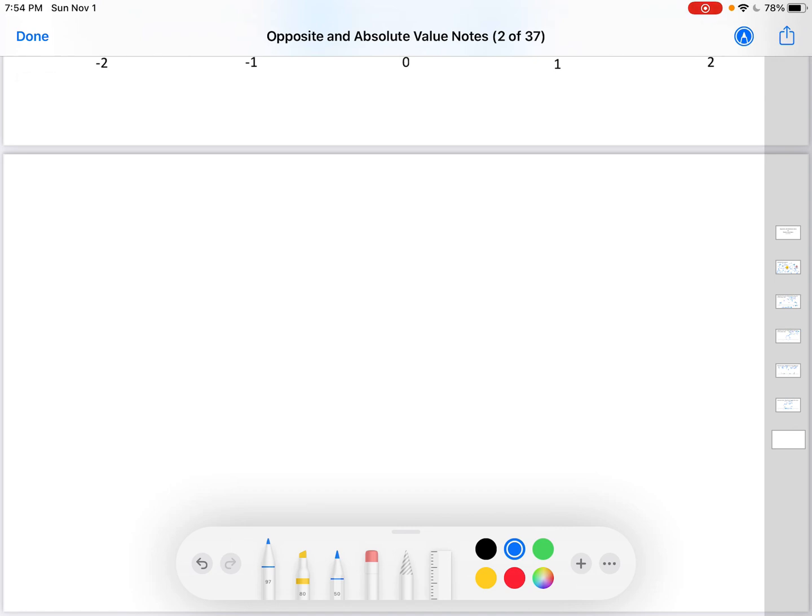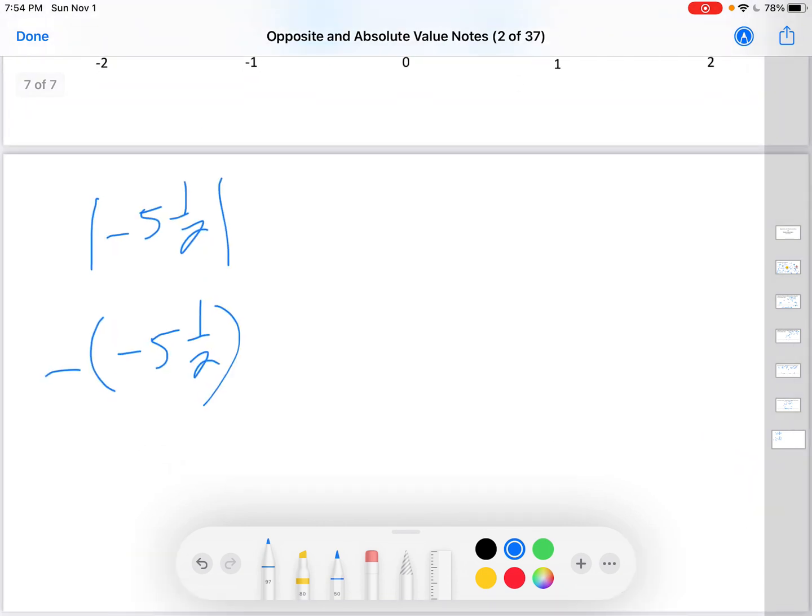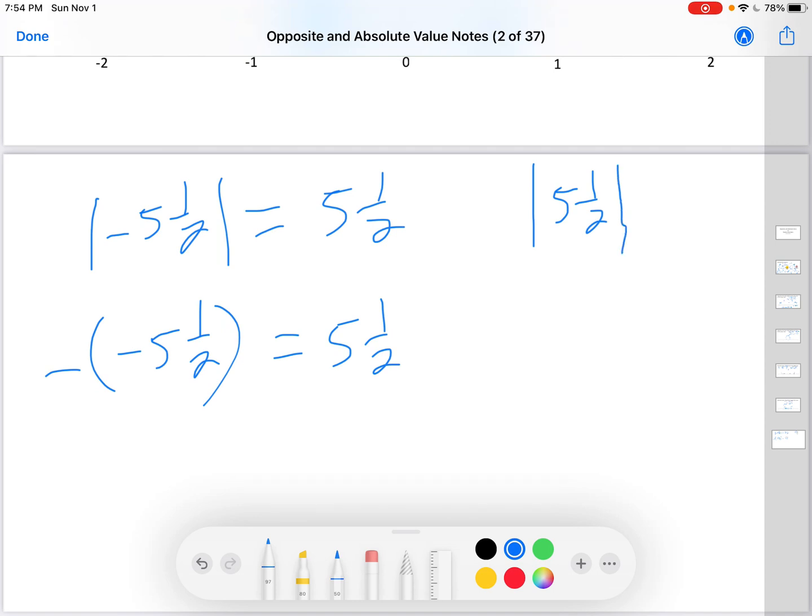So I want you to find some values for me. Find me the absolute value of negative 5.5. Find me the opposite of negative 5.5. Give you a few moments to get those answers. Did you put that this is 5.5? And this is also 5.5? Excellent. Now, tell me the absolute value of positive 5.5. And tell me the opposite of positive 5.5. Remember, parentheses don't do anything. Absolute value signs do something, usually.